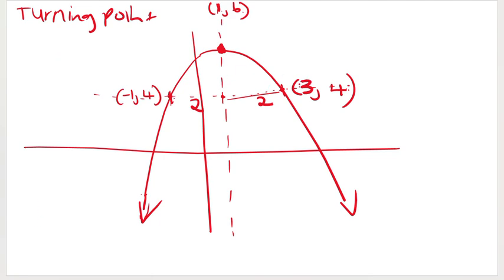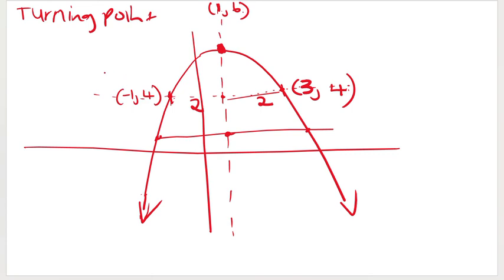This is what we mean by symmetry. So the distance from this point to this point is the same as the distance from this point to this point. This is what we mean. And then the turning point is also one of the important points that we talk about when we talk about the parabola function.